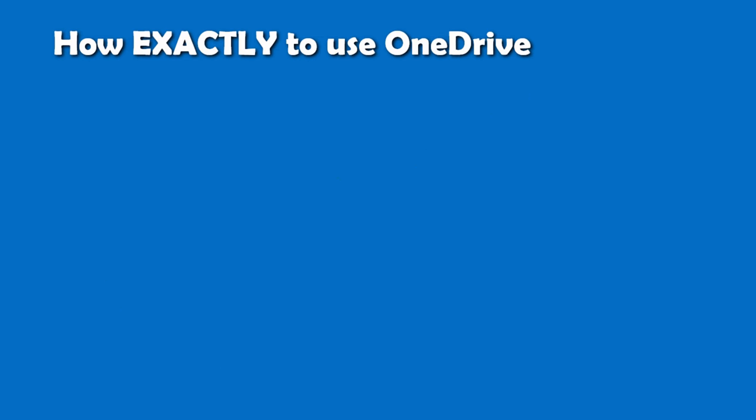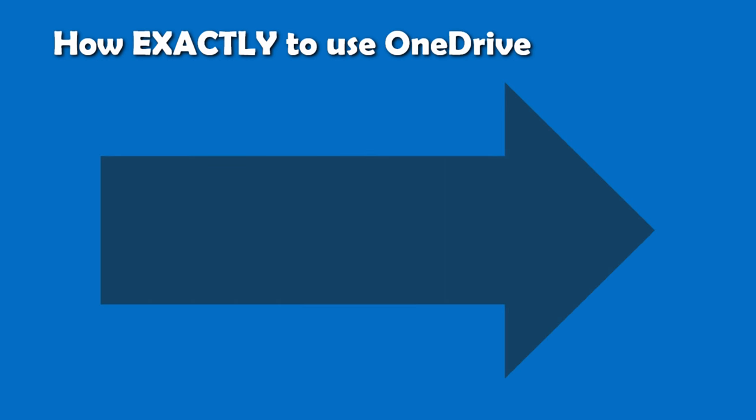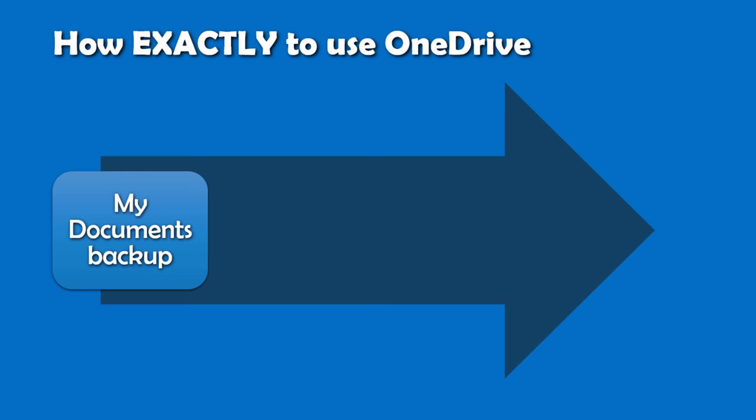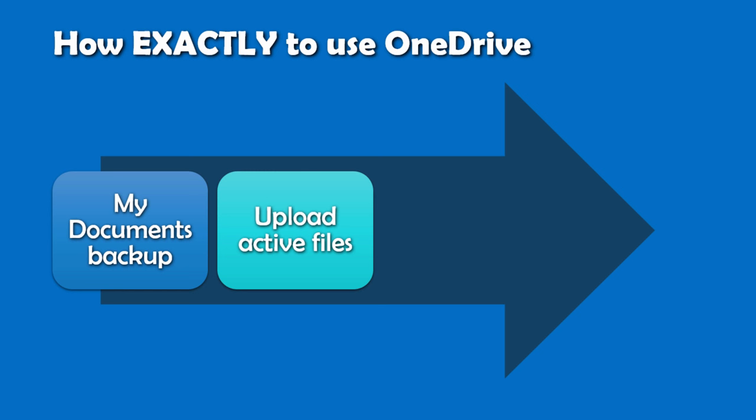Now here is a practical approach which you should follow when you start using OneDrive first time. First of all, take a backup of whatever you have on your local disk. It's not that OneDrive is unsafe, it's just that probably you have not taken a backup for a long time, so it's a good start. Don't try to put all your files onto OneDrive on day one. Just upload the active files.